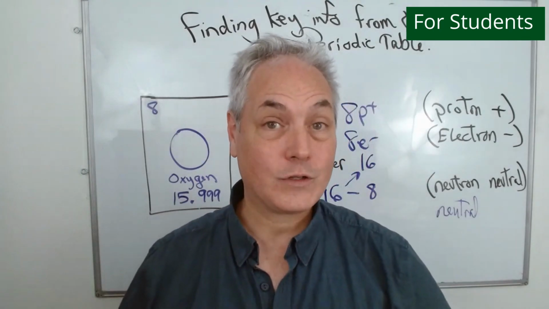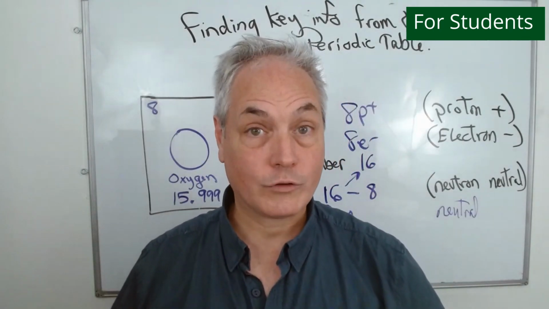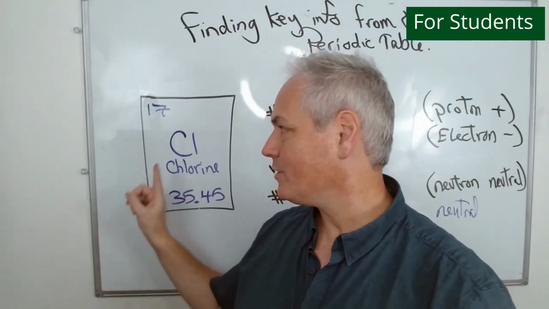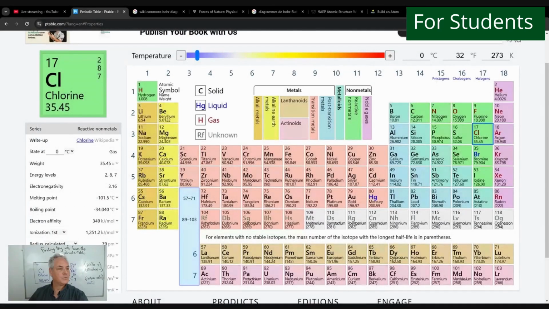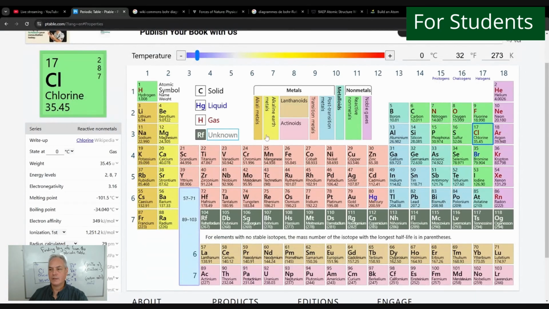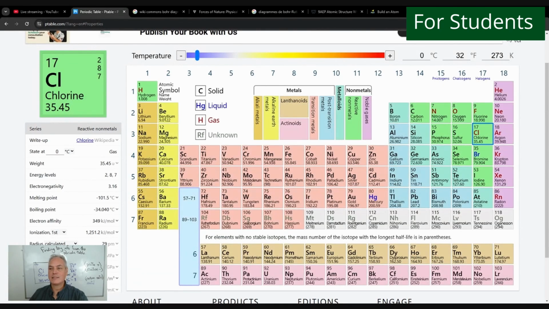Let's see if we can do the third example, and we're going to choose chlorine today. My third example is chlorine, like this. If we go on the periodic table, we see that chlorine is located right here. So this is a halogen. If you look at the information, we have an atomic number of 17 and an atomic mass of 35.45.